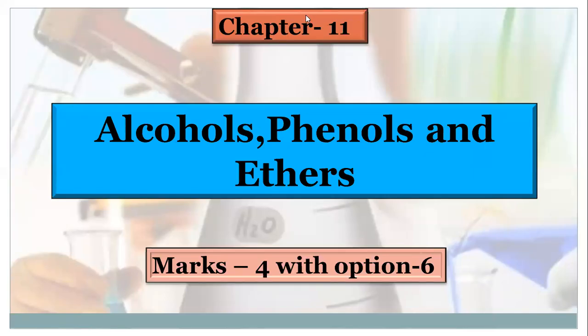Today we are going to start the new chapter, that is alcohols, phenols and ethers. Again, this chapter belongs to the organic chemistry part. It is having the 4 marks weightage with option 6. Write the weightage in your textbook.